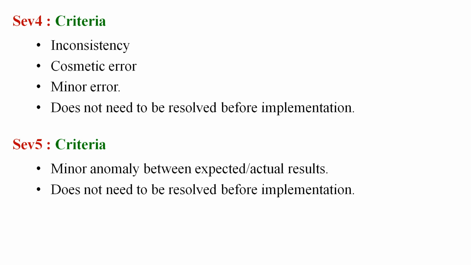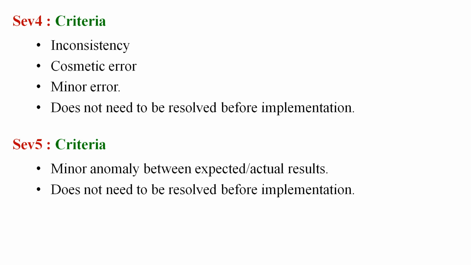Whereas Sev 1 defects they have to resolve immediately, within hours. If it is a Sev 4, yes, they can take 3 to 4 days for resolving the defect. Right? Sev 5. It's a minor anomaly between expected results and actual results. A very minor difference. Need not be resolved before implementation or immediately. They can even resolve these defects after implementation. For these defects, the severity level will be assigned as Sev 5 or very normal.